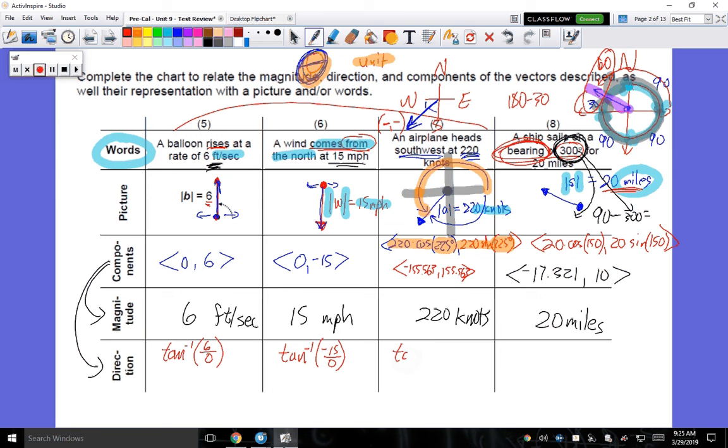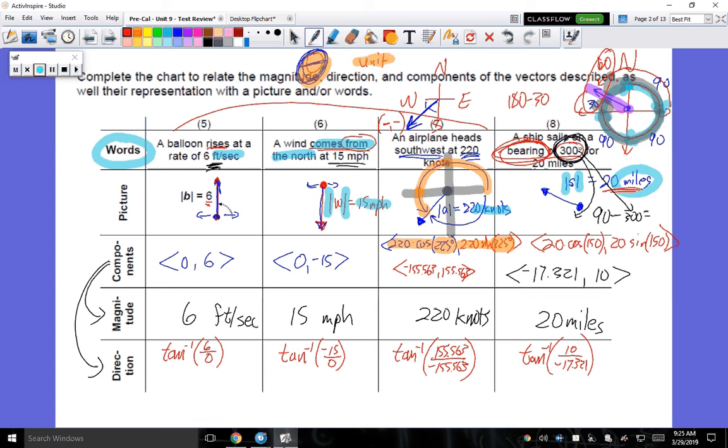This would be the arctangent of 155.563 over negative 155.563. Otherwise, the arctangent of negative 1. Okay? And then the arctangent of 10 over negative 17.321.